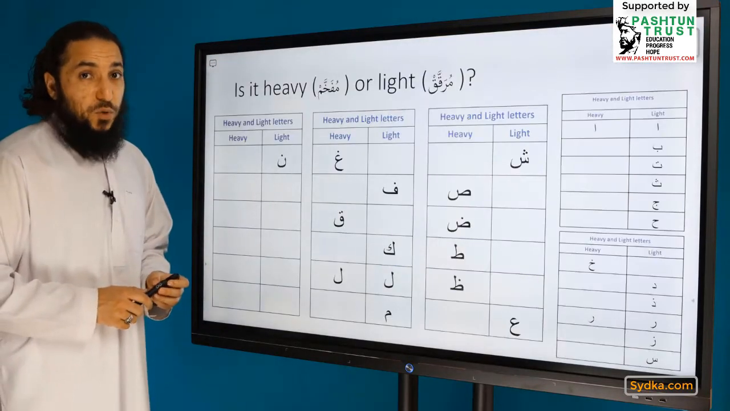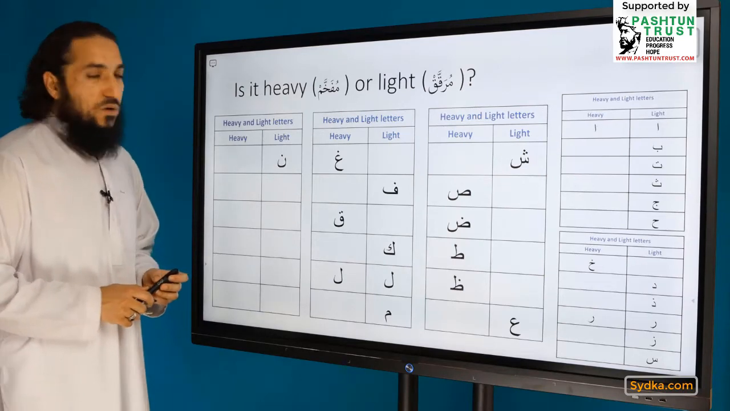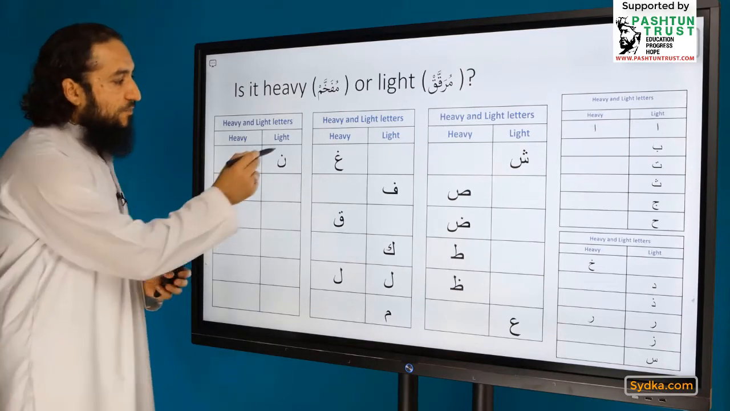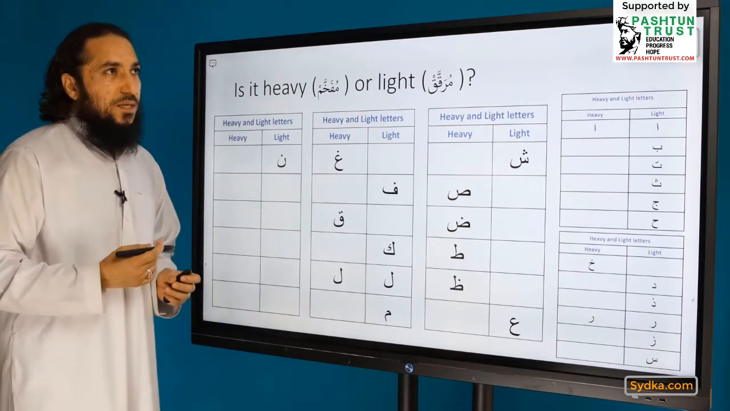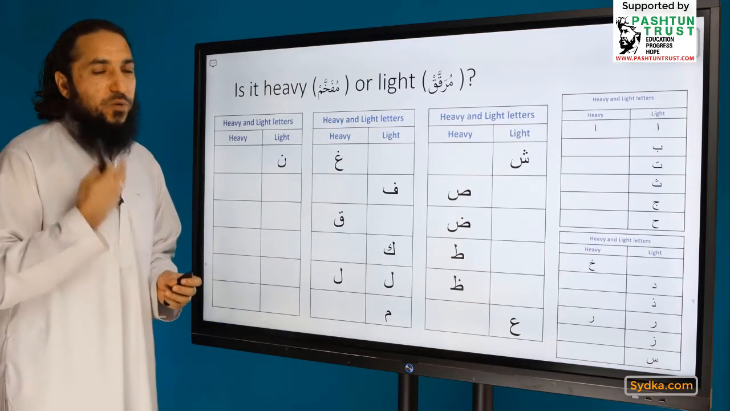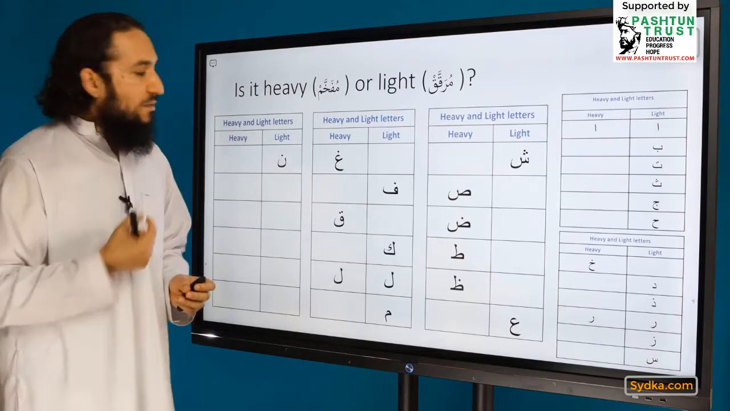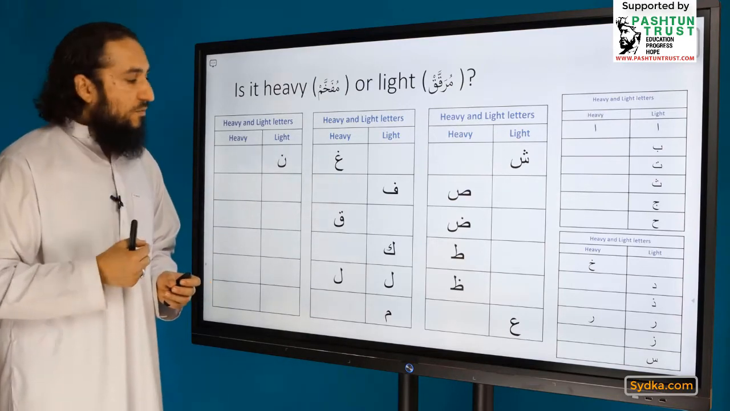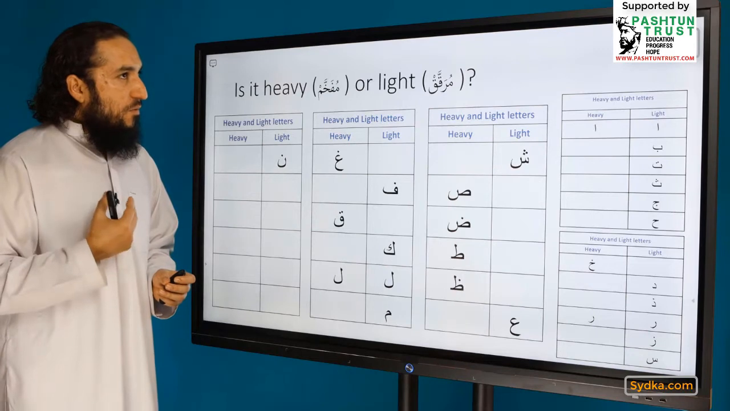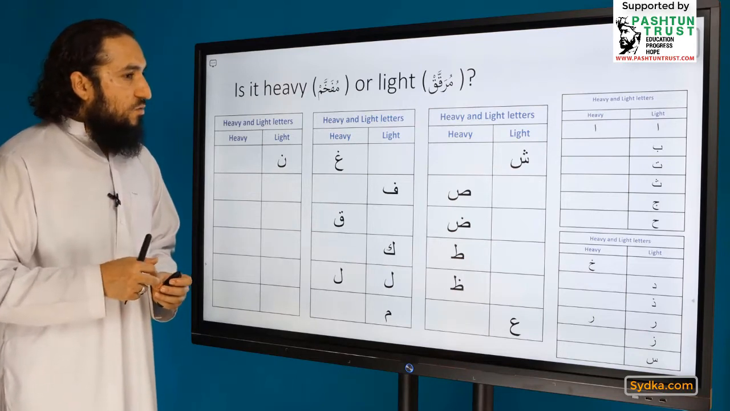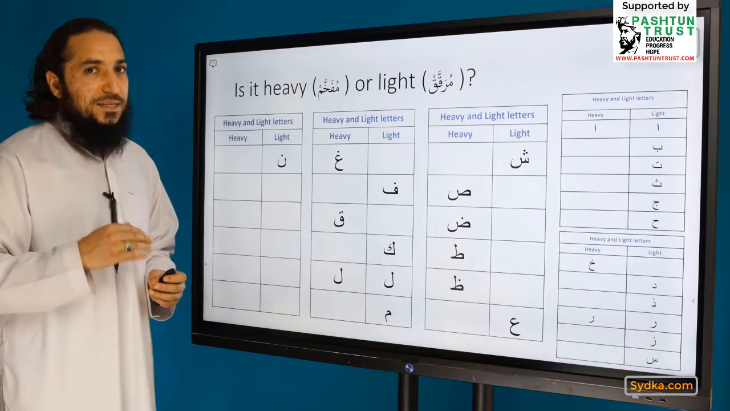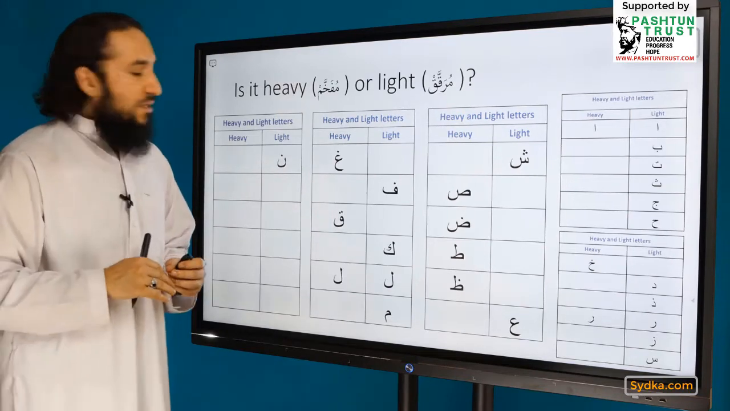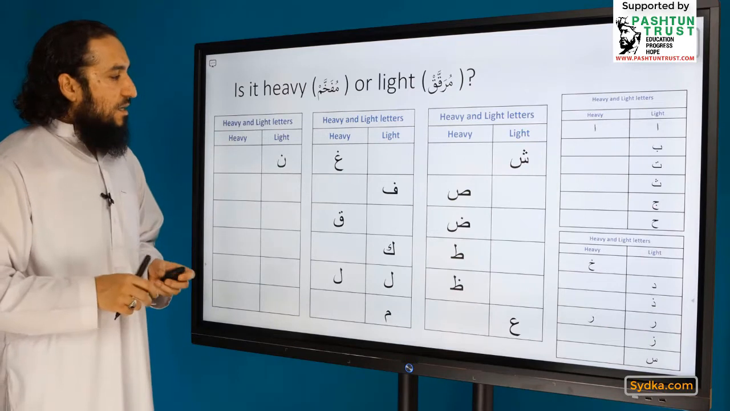Is it a heavy or light letter? It is one of the light letters, because when we are pronouncing it, noon is actually na. When pronouncing the word noon, we can't make our facial expression a smiling one. But when we pronounce the sound n, we can see the mouth is flat. N. So it is one of the light letters.